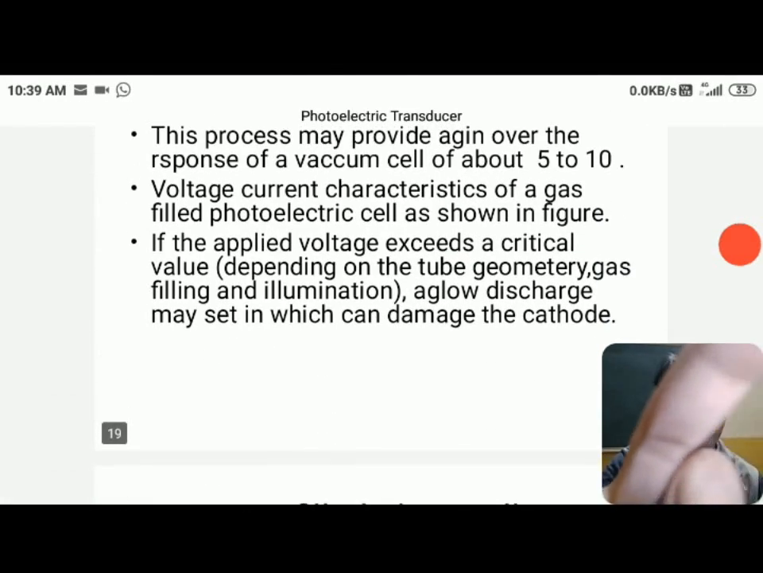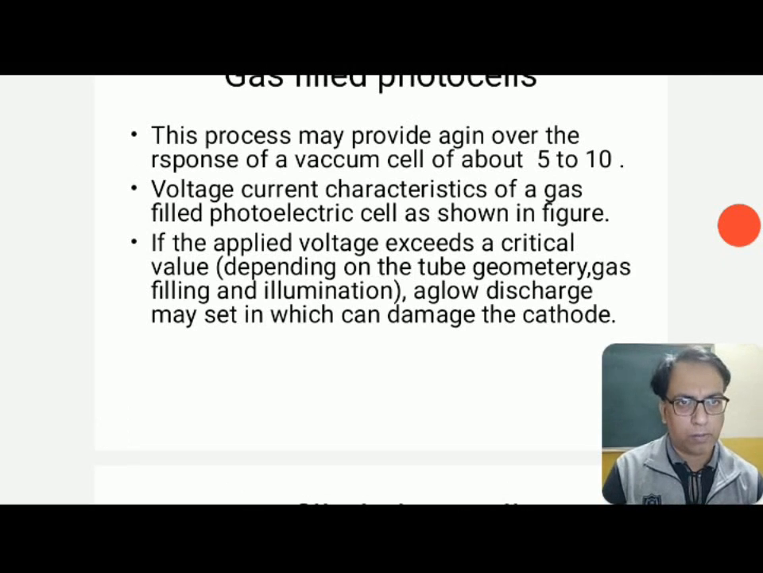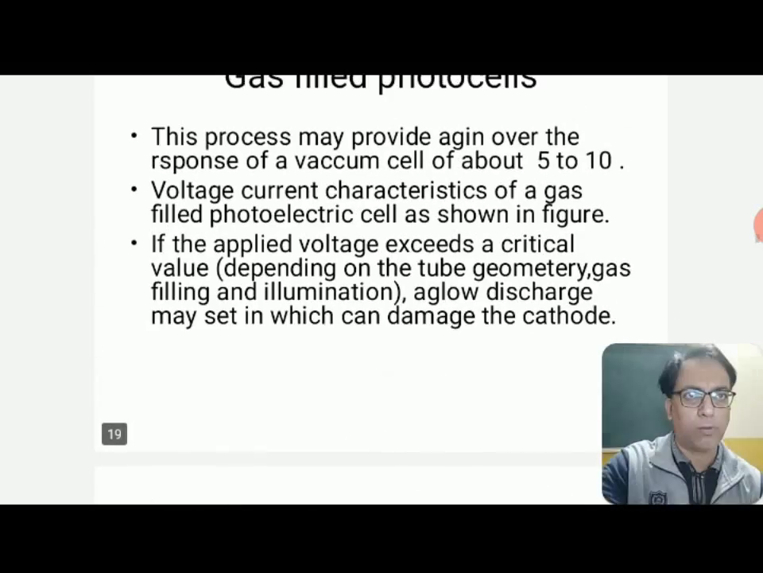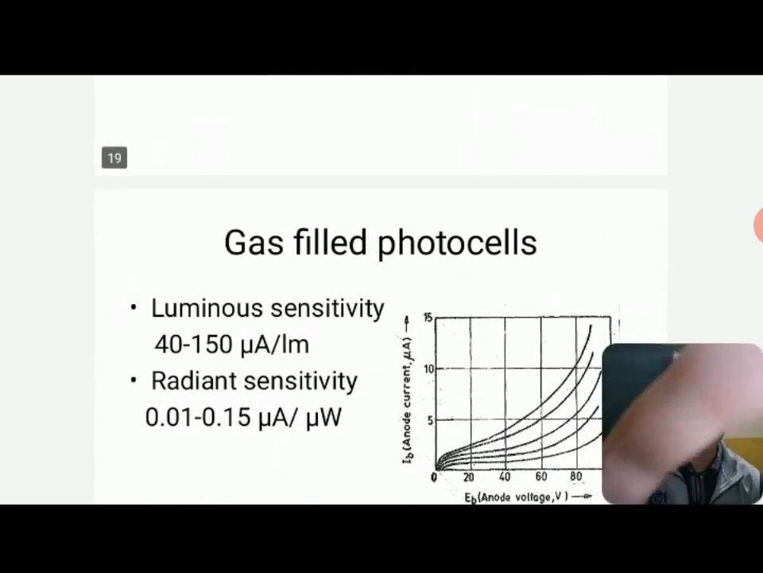If your applied voltage exceeds a critical value, depending on the tube geometry, the gas filling and the illumination, a glow discharge may set in, which can damage the cathode. Here the limitation is that each gas has a certain critical voltage, and if you increase beyond that, you get a glow discharge which can damage the entire photocell. Therefore, you have to keep your voltage below that critical value.